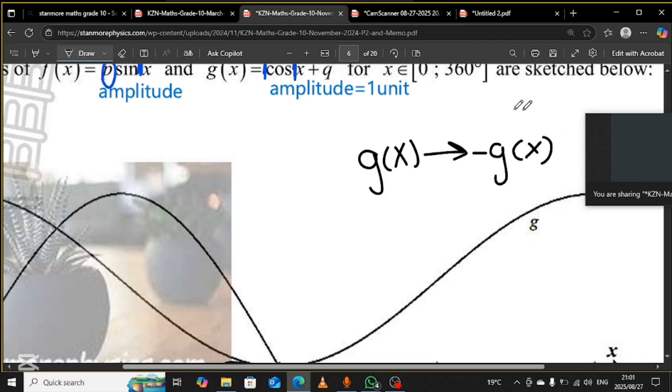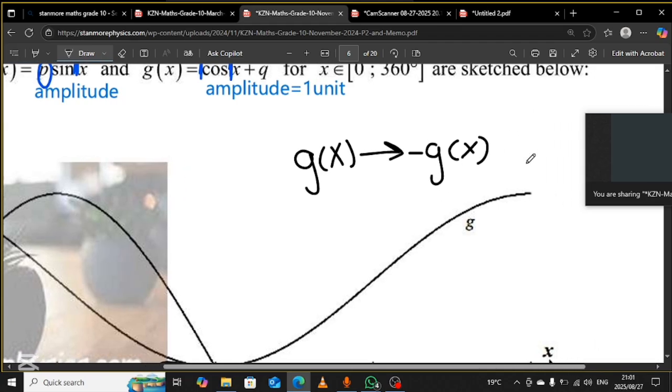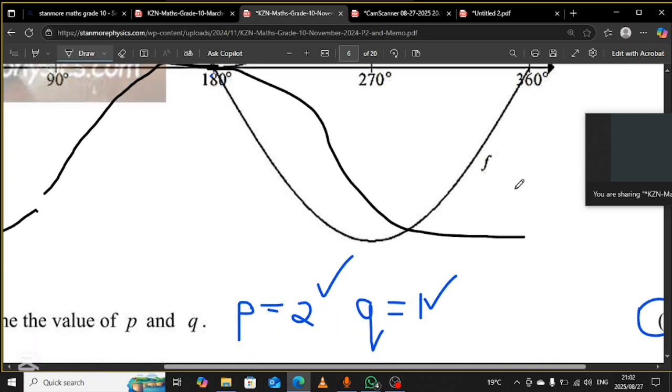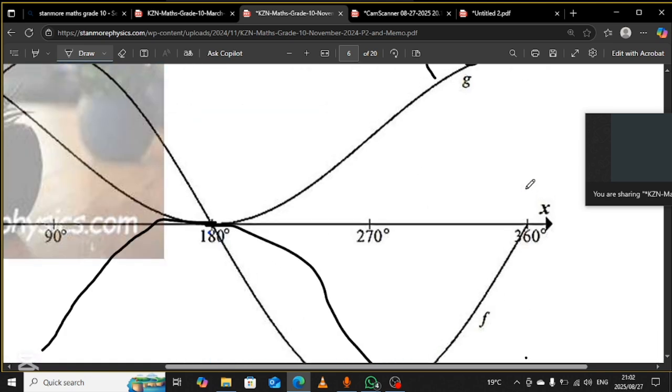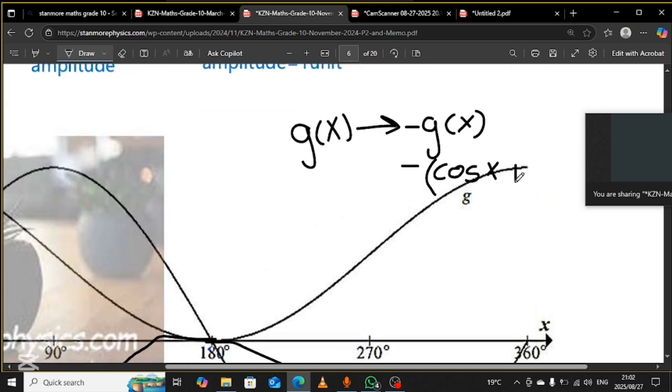So now we are going to substitute what is our g of x. What is our g of x? Our g of x is going to be negative open bracket cos x plus q. And then what is our q? Our q is 1. So plus 1 here. Put our plus 1 here.